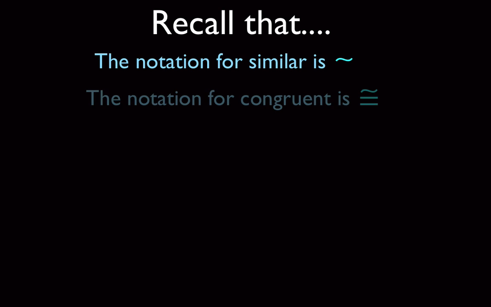Okay, so first of all, we're going to go back over a few things which are basics that we want to make sure we remember. First, the notation for similar is that symbol right there, which is sort of a squiggly line. The notation for congruent is an equal sign with that added on.